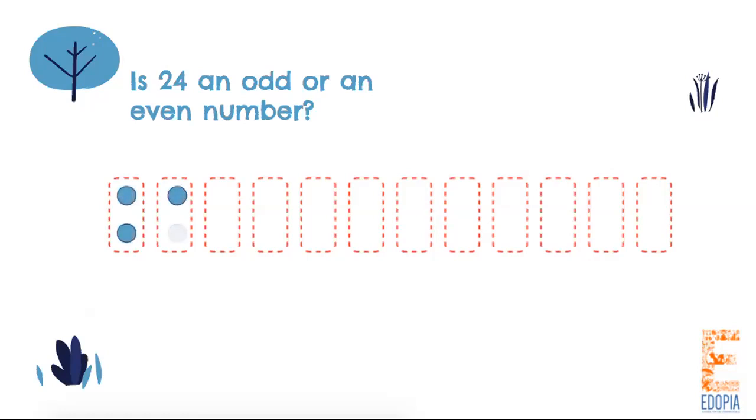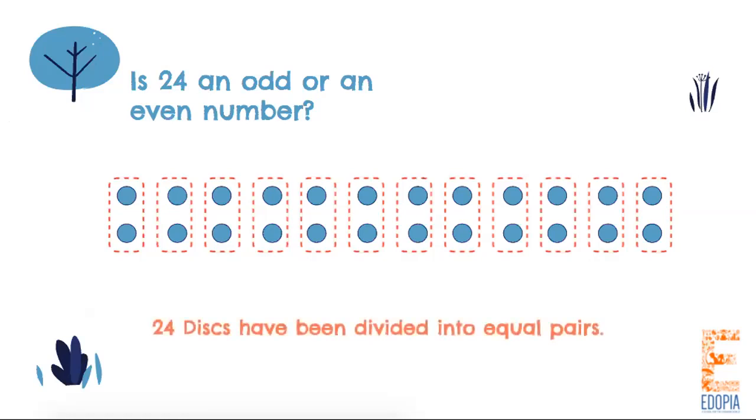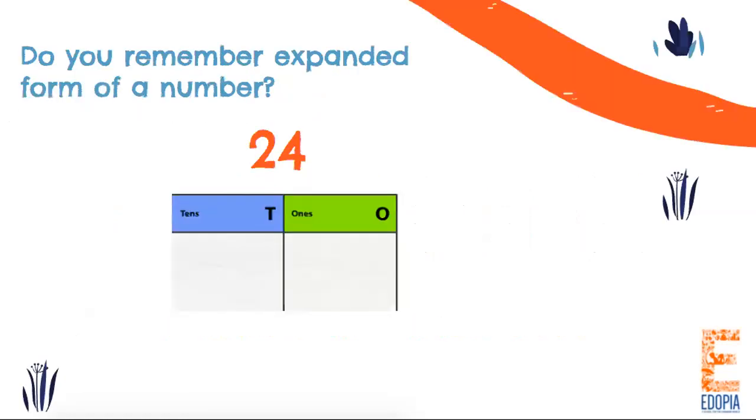1, 2, 3, 4, 5, 6, 7, 8, 9, 10, 11, 12, 13, 14, 15, 16, 17, 18, 19, 20, 21, 22, 23, 24. So we see over here that all of these groups are fully filled. All of them have 2 discs. So that means 24 is an even number. 24 discs have been equally divided into 2 parts.